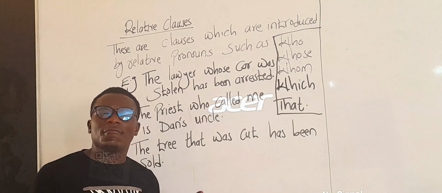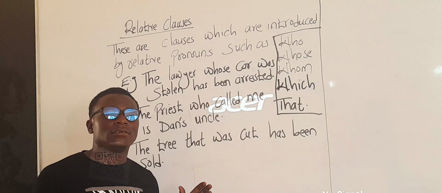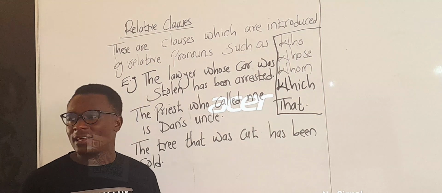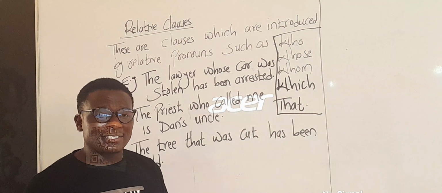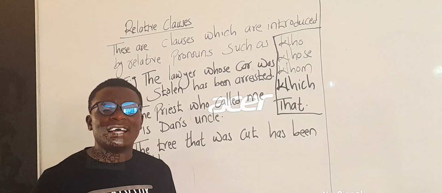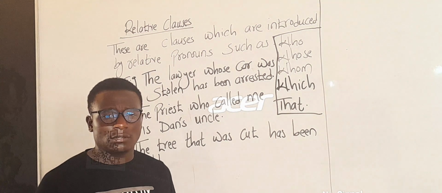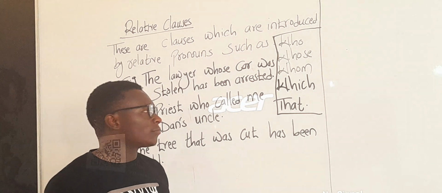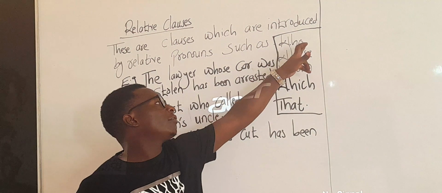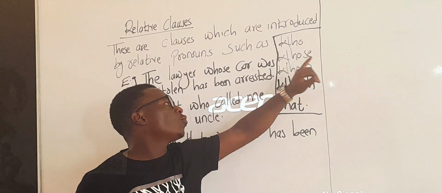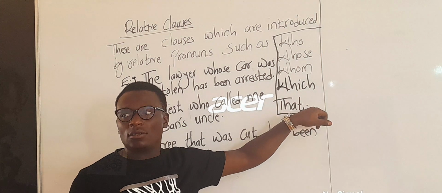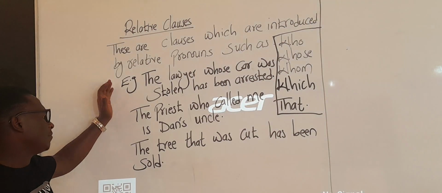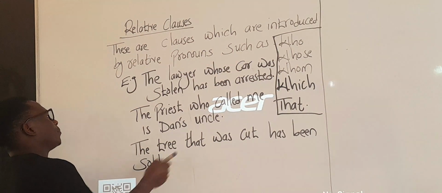Relative clauses function like adjectives in sentences. What do I mean when I say they function like adjectives? Basically, they give us extra information about the subject. That's what our relative clauses do. Now, the relative pronouns are who, whose, whom, which, and what. Those are the relative pronouns that introduce these clauses. Now, I have some examples here that I've come up with right now.